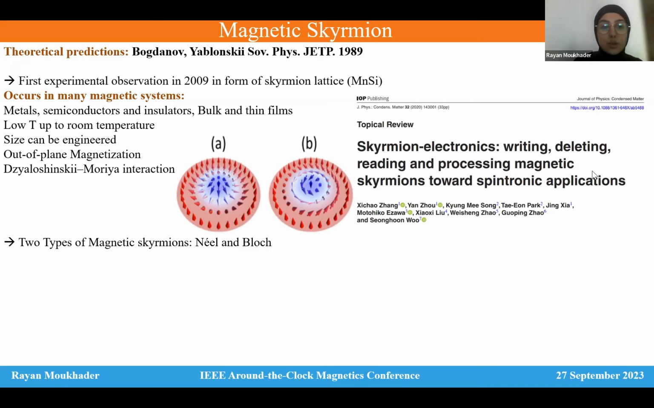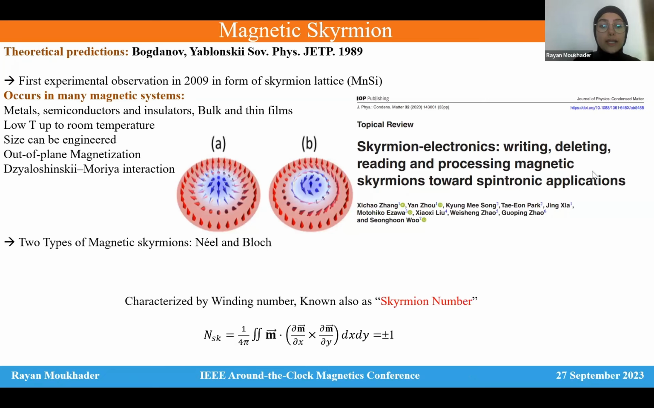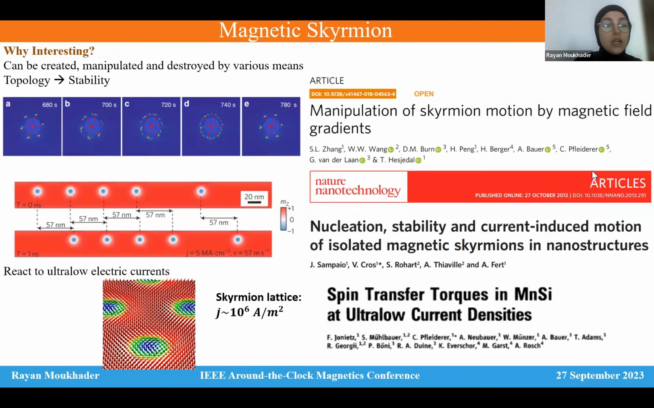If it's bulk DMI, we end up with a Bloch skyrmion having a vortex-like distribution of domain wall spins, or a Néel one having a radial distribution of domain wall spins, and it's characterized by an integer skyrmion number or winding number. It's interesting because it can be created and manipulated by various means, including magnetic field gradients, temperature gradients, anisotropy gradients, and spin transfer torques, and it can react to ultra-low electric current on the order of 10^6.